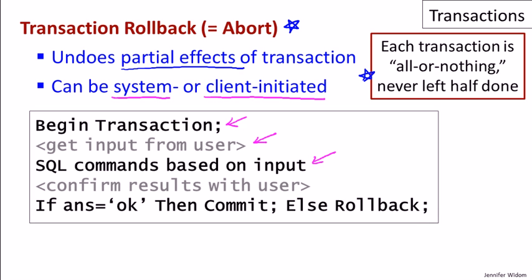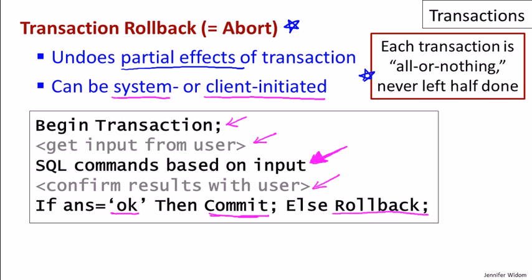It performs some SQL commands, maybe some modifications to the database based on the input from the user, confirms that the user likes the results of those modifications, and if the user says okay, then the transaction is committed and we get an atomic execution of this behavior. But if the user doesn't say okay, then the transaction is rolled back, and automatically these SQL commands that were executed are undone, and that frees the application from writing the code that undoes those commands explicitly. So it can actually be quite a useful feature for clients to use.